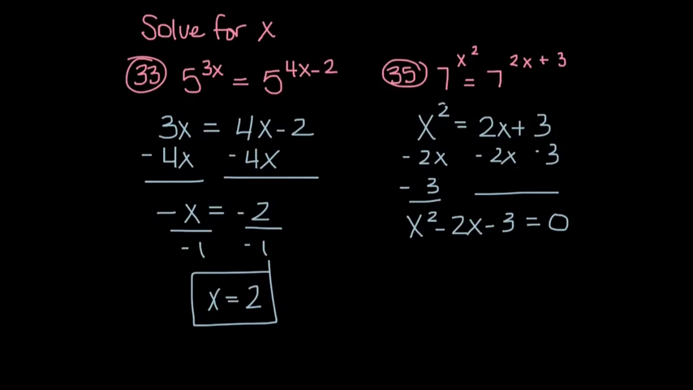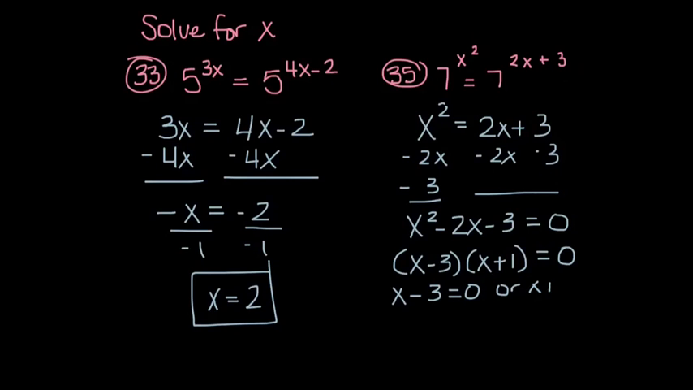Again, you could use the quadratic formula, but this one does factor pretty quickly into x minus 3 times x plus 1, and that will equal 0. I have two factors whose product is 0. One of those factors must be 0. It's either the x minus 3 that equals 0 or the x plus 1 that equals 0. If I solve each of these, I get x equals 3 or x equals negative 1.